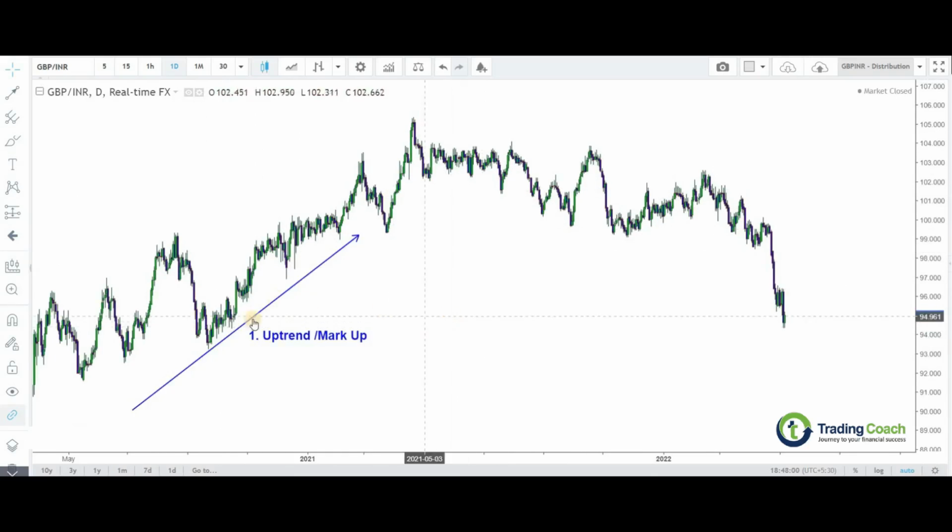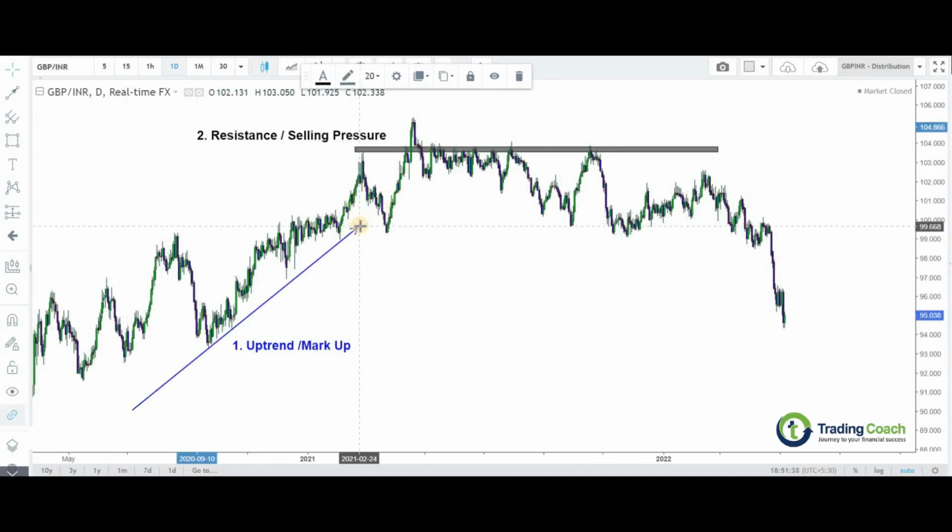First of all, you can see a nice uptrend, or markup phase, exactly over here. At this point, the currency prices rallied all the way from 92 to somewhere around 105. There is a nice rally over here. You can clearly see this. I have marked out this uptrend, or markup phase.